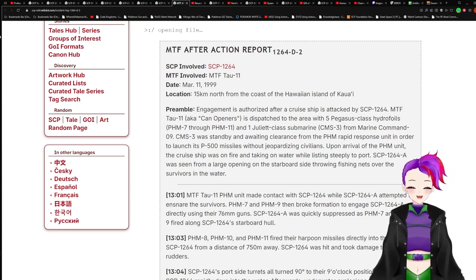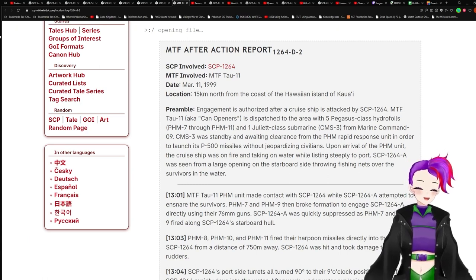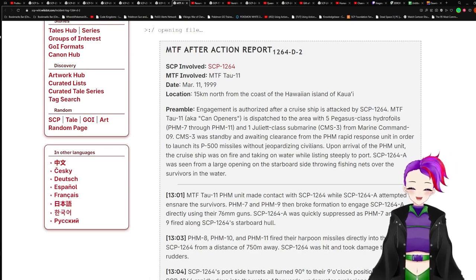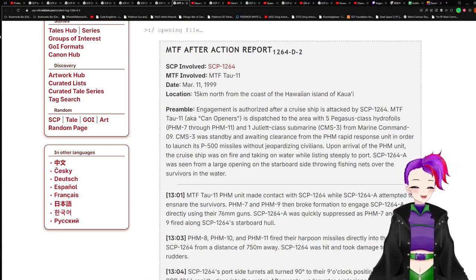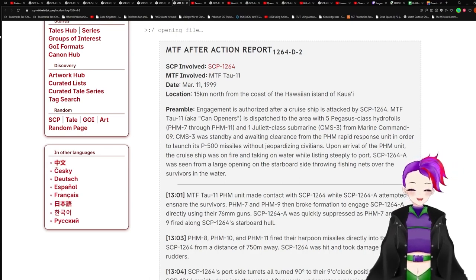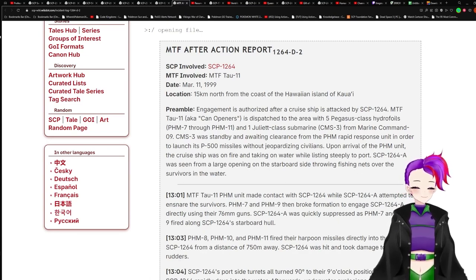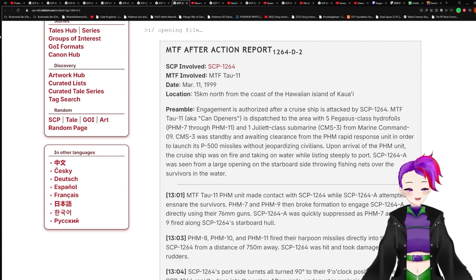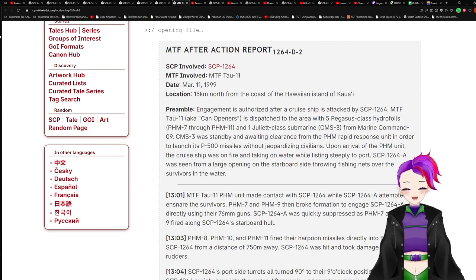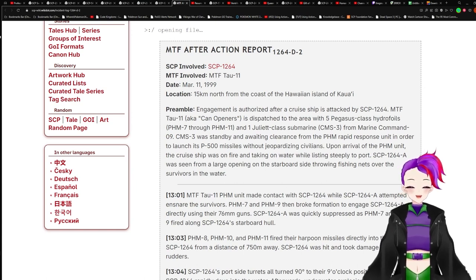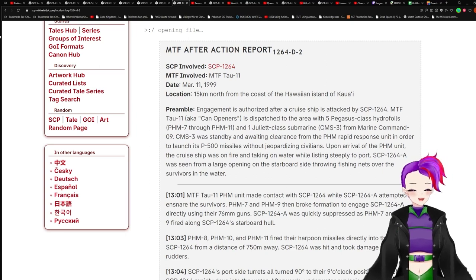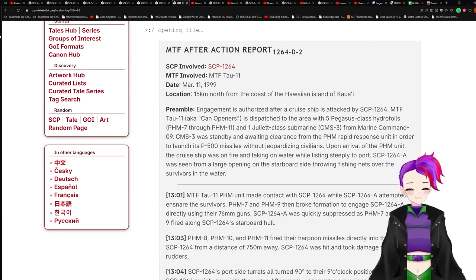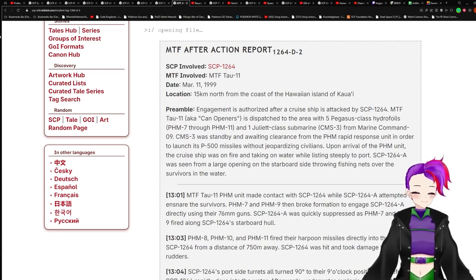Preamble: engagement is authorized after a cruise ship is attacked by 1264. MTF Tau-5 is dispatched to the area with 5 Pegasus-class hydrofoils and 1 Juliet-class submarine from Marine Command 09. CMS-3 was on standby, waiting for clearance from the PHM Rapid Response Unit in order to launch its P-500 missiles without jeopardizing civilians.